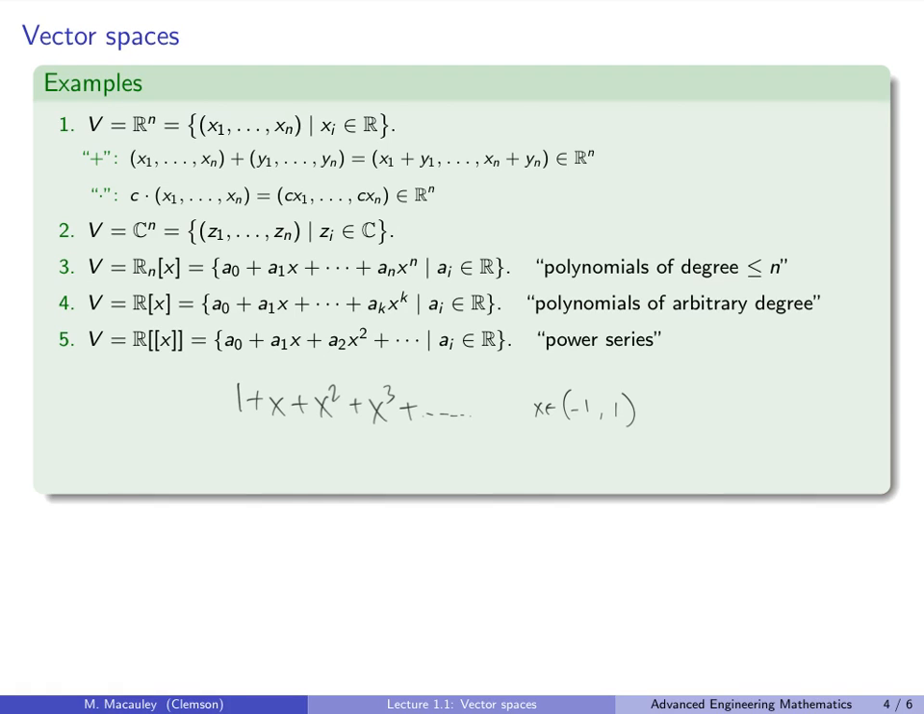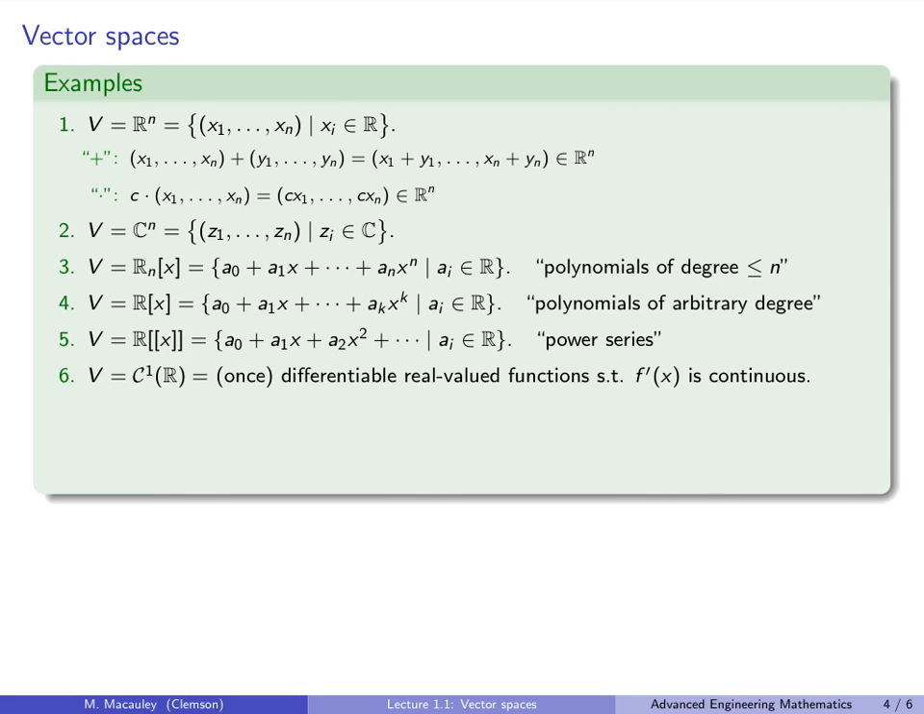We're looking at the set of all formal power series. And so this is a formal power series. And these things are clearly closed under addition and scalar multiplication. You take two power series, you add them up, you get another one. You multiply one by a scalar, you get another one as well.